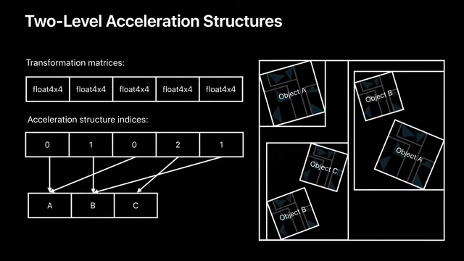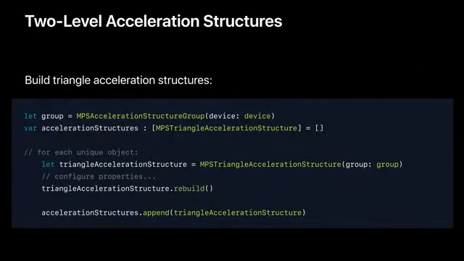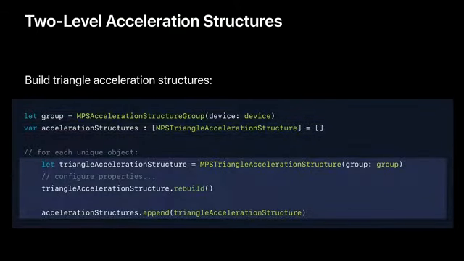So let's see how to set this up. First, we'll create what's called an acceleration structure group. All the acceleration structures in the instance hierarchy must belong to the same group, and this allows them to share resources internally. Next, we'll create an array to hold our triangle acceleration structures. Then finally, we'll loop over all the unique objects in the scene, building a triangle acceleration structure for each of them, adding them to the array as we go.